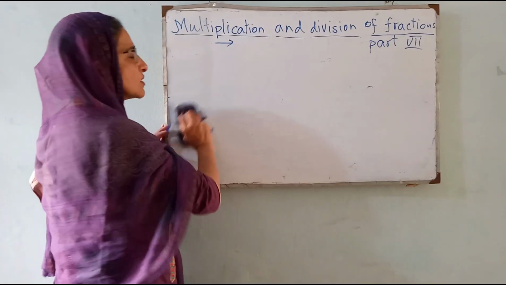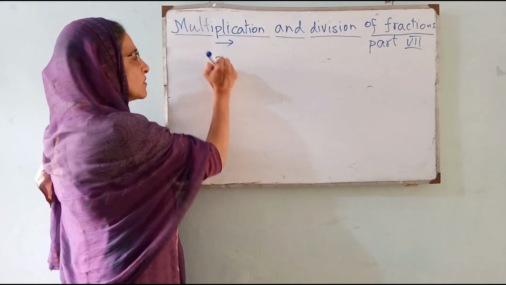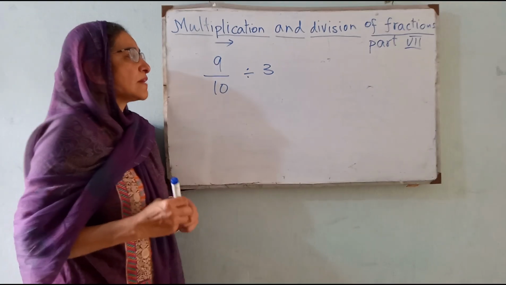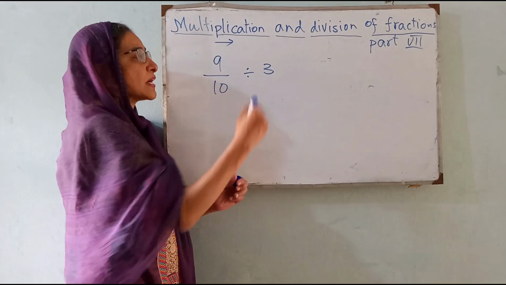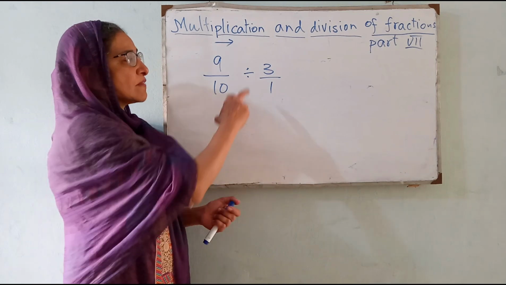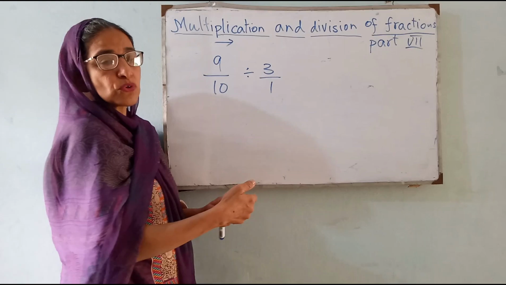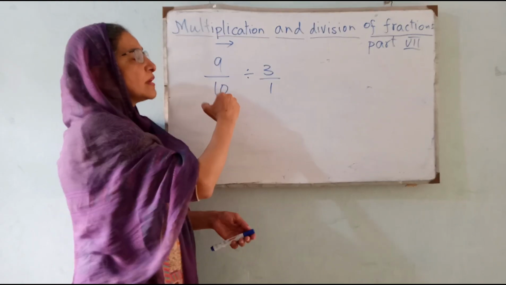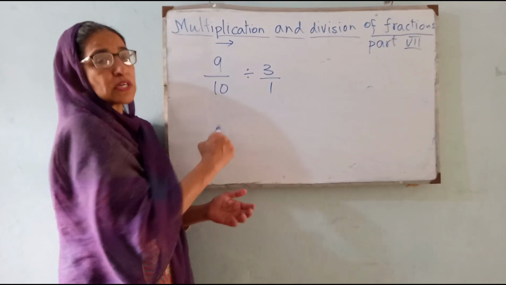Now, the other topic is the division of fractions. If I have a question 9 over 10 divided by 3, between two fractions, this is also a fraction, this is a whole number, I can convert it into a fraction by writing 1 in the denominator. Whenever I have a division sign, I cannot cancel the way I told you that whenever we have a multiplication sign between the fractions, we can cancel one number from the numerator and one from the denominator. For division, we cannot cancel them.